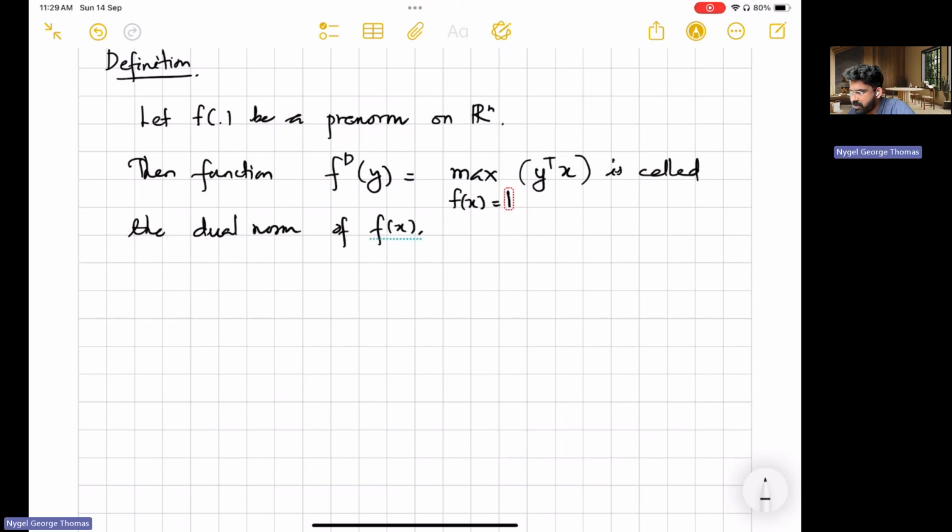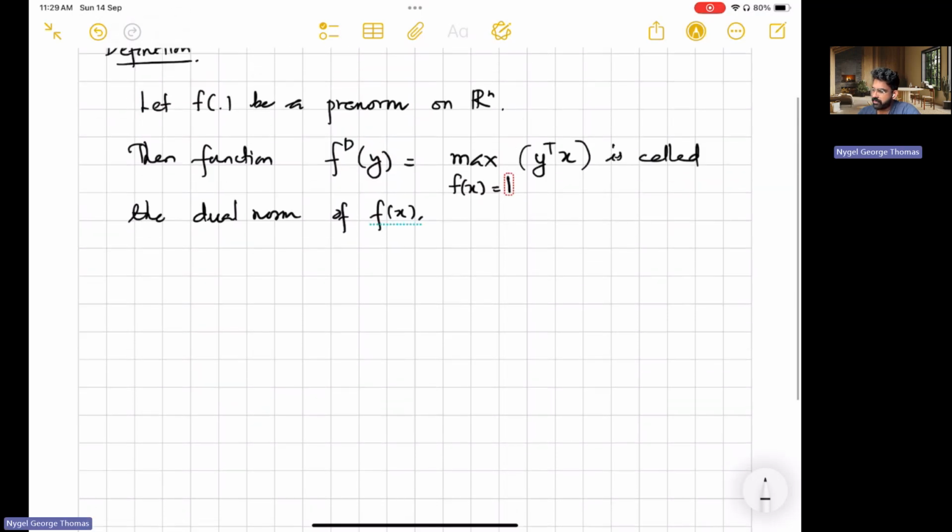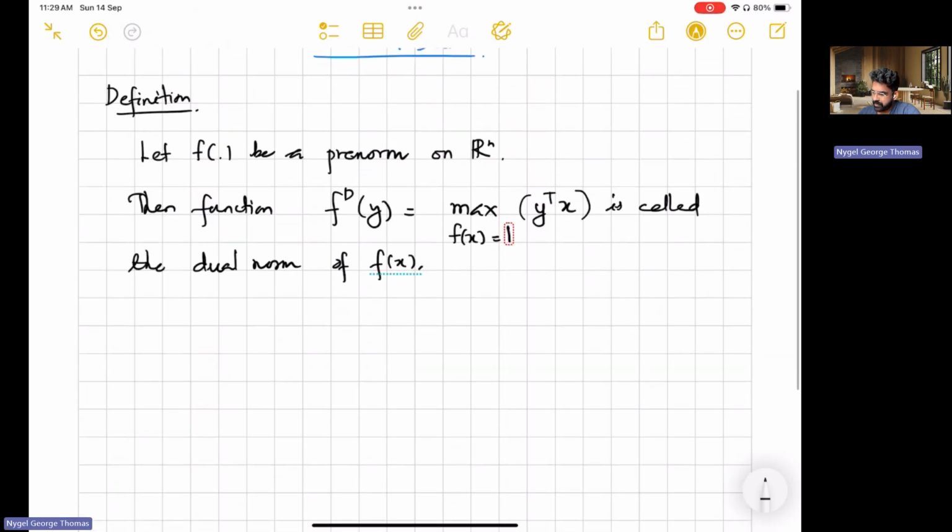So one thing to notice here is that the function need not be a norm. Even if it's a pre-norm, we can find a dual norm using this. And this dual norm is actually a full norm, in the sense that it also satisfies the triangle inequality. There's an alternate version of this dual norm, which we can write.